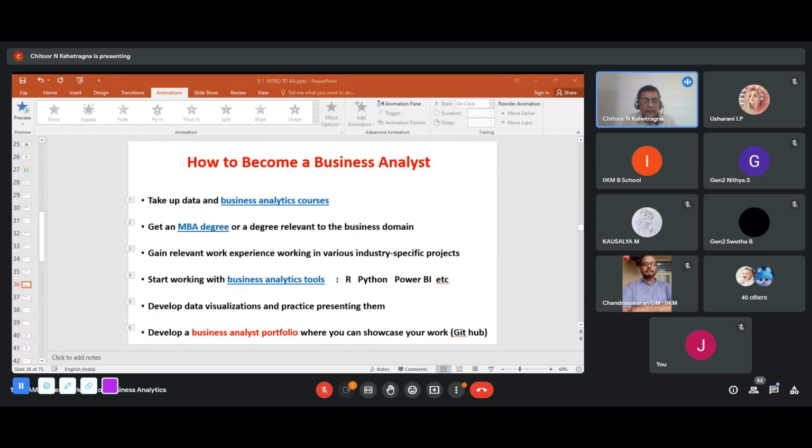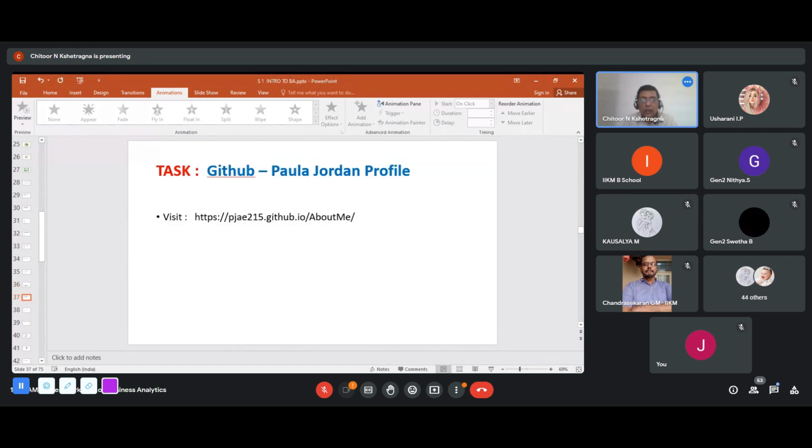And finally, what is important is you also need to create a portfolio of yourself on GitHub. I'll just tell you what this GitHub is about, and I'll give you an example of how people today create their own profiles. I want you to go into the profile by the name Paula Jordan on GitHub. Use your mobile phone, use your laptops, and try to find.